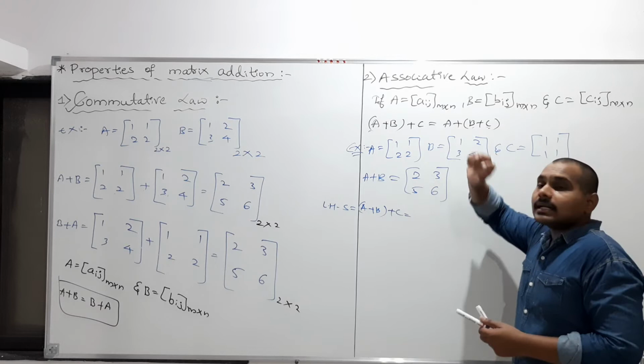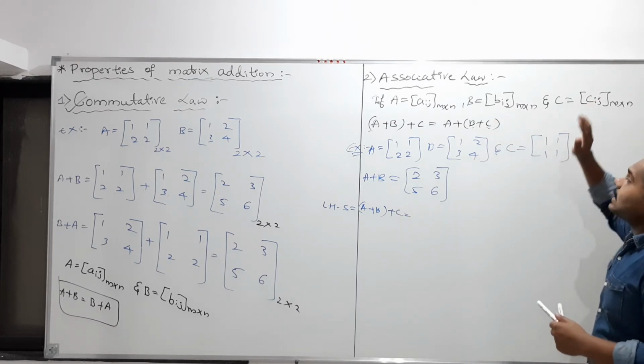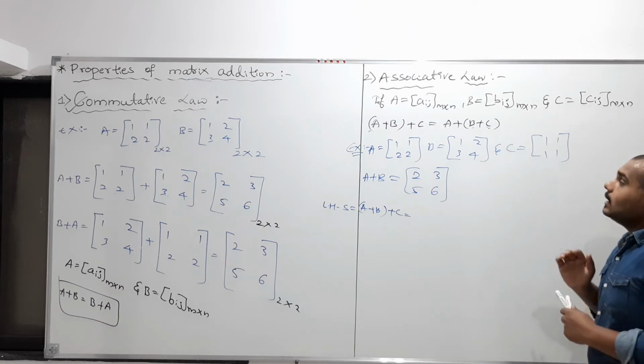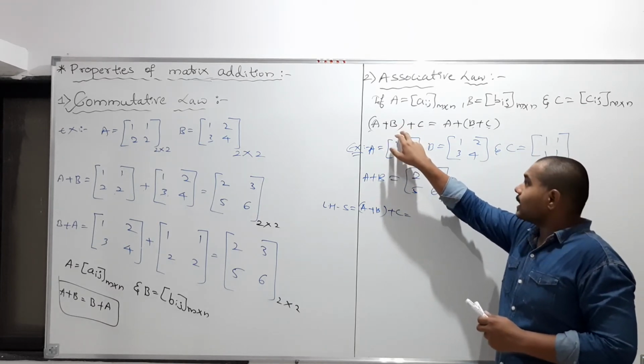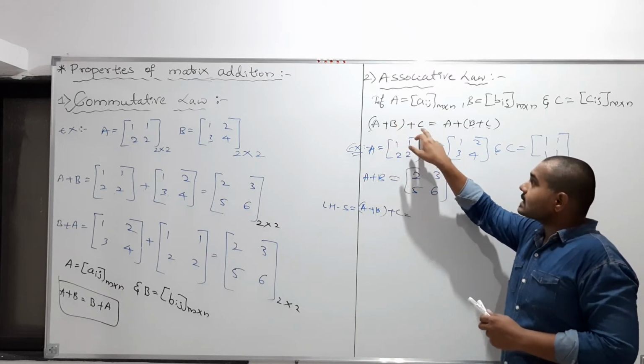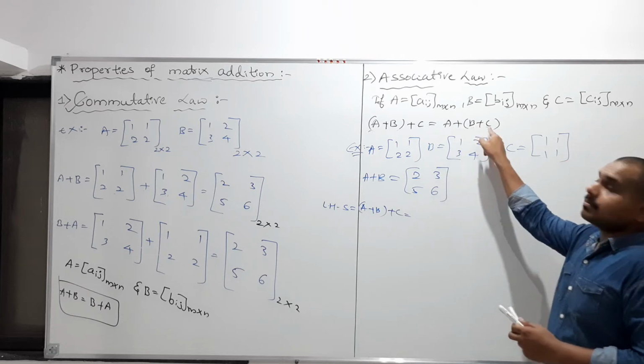The order of this matrix is M cross N, the order of this matrix is M cross N, and the order of this matrix is also M cross N. Now the law says here is (A plus B) plus C. This value is the same as A plus (B plus C).